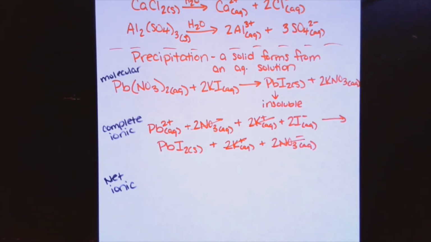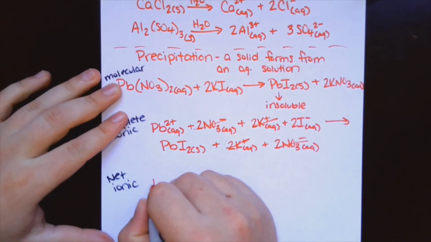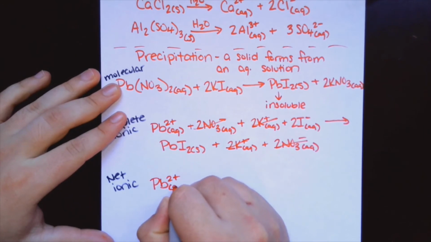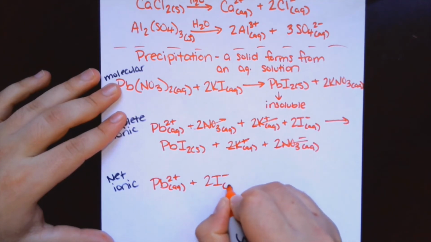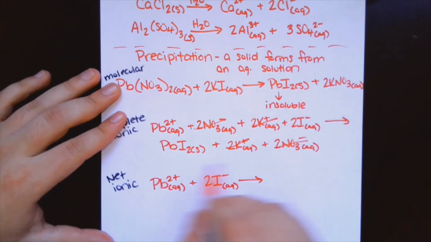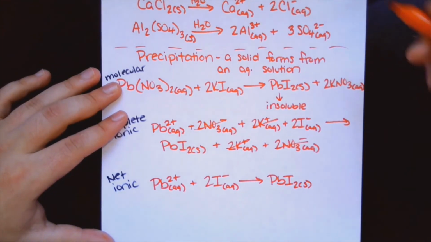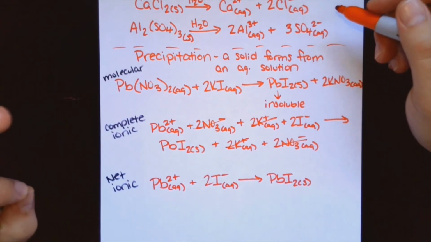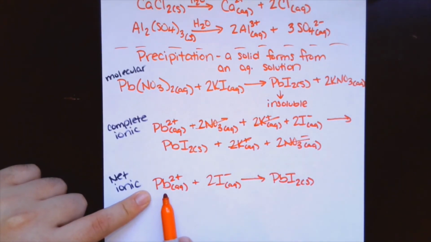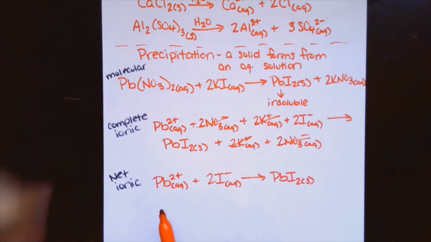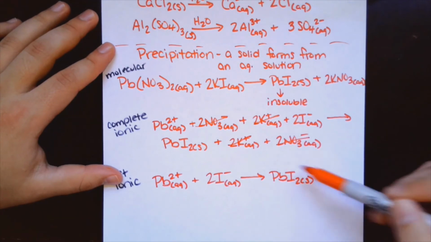Okay, so now we've canceled out everything we can, so we'll just rewrite this equation with anything that is not canceled out. So we have Pb2+ aqueous plus 2I minus aqueous produces solid PbI2, and that is your net ionic equation. And that also happens to show the precipitation process. It shows you that one lead ion will come and will bond with 2 iodine ions and form this lead 2 iodide.